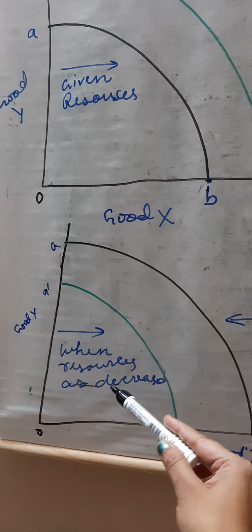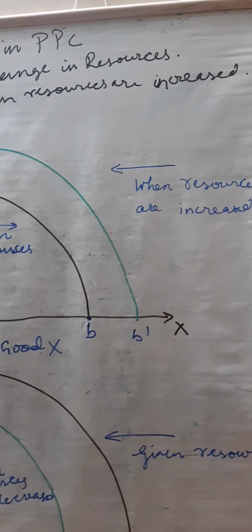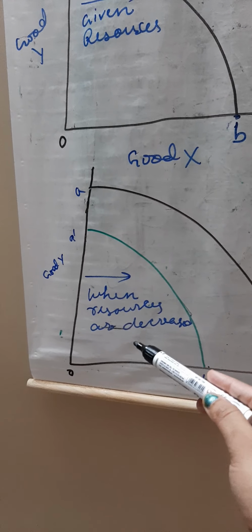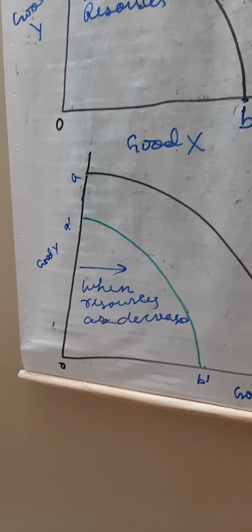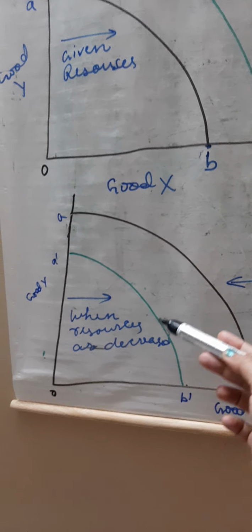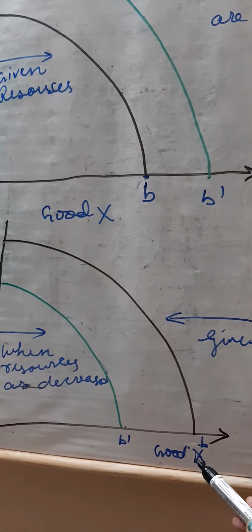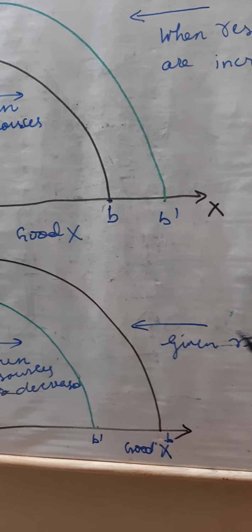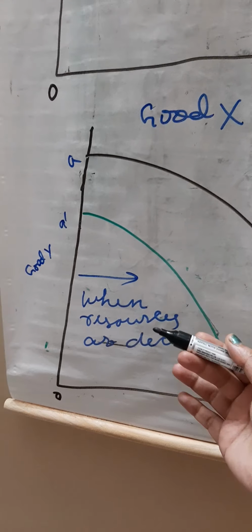In the second diagram, we have taken when resources are decreased. The first topic was when resources are increased. Now, if my production house is not working efficiently and I want to reduce one of the factors of production, for example labor, I have decreased my labor from 10 to 8. So this decrease in labor will also shift my PPC curve from the original AB PPC curve to A dash B dash. Here we see that when the resources are decreased, our PPC curve has shifted downward.